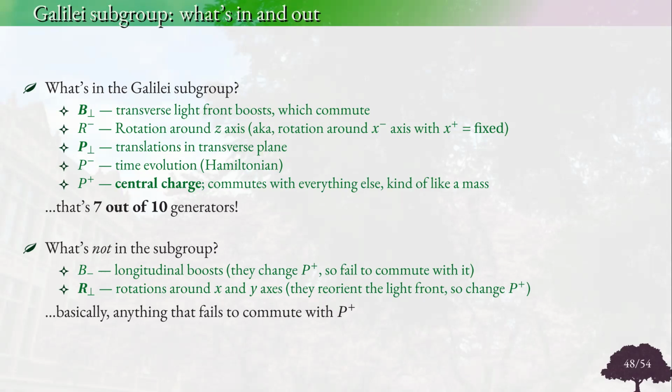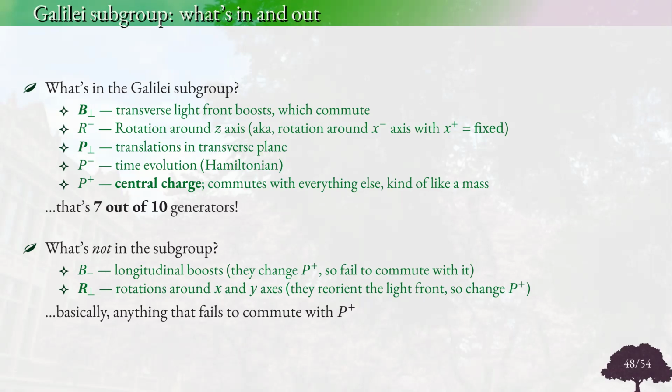It's kind of like a mass in that your mass commutes with everything in non-relativistic physics. So that's 7 out of 10 generators. That's actually a pretty big subgroup. The things that are not in the subgroup are the 2 things, shown in red, that do not commute with P+. So that involves your longitudinal boosts. They change P+. In fact, the longitudinal boost is how you get from your mass to a target P+, so they fail to commute with it.